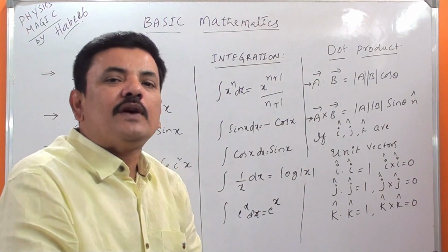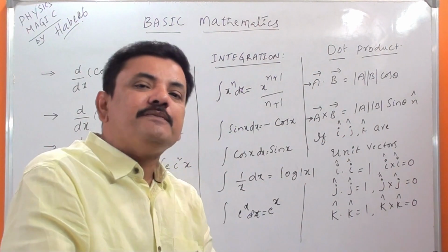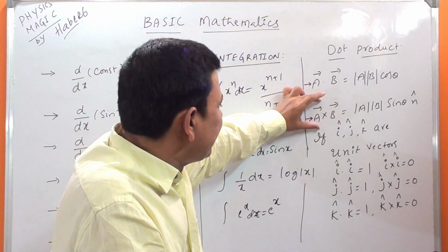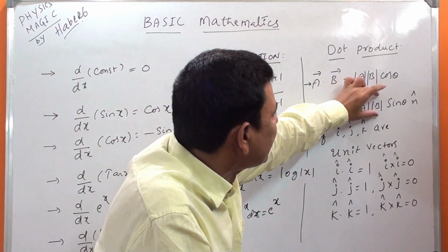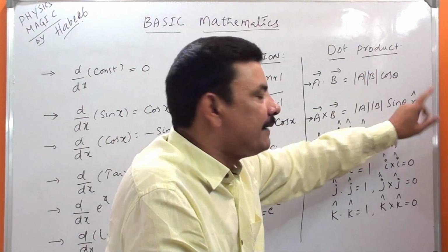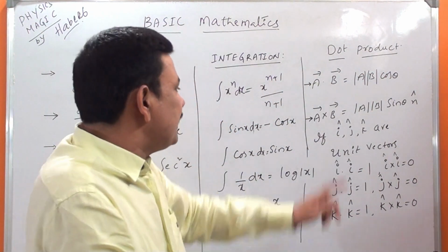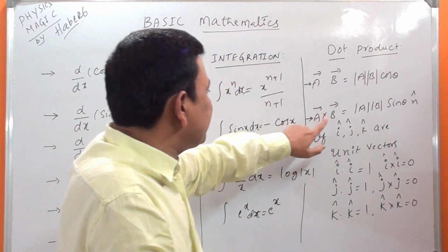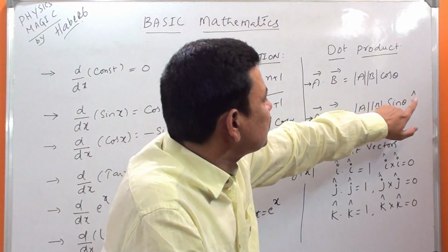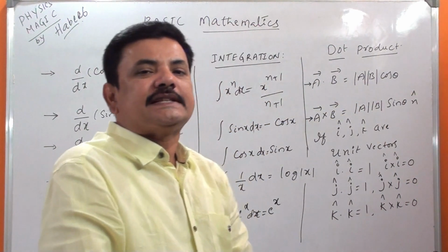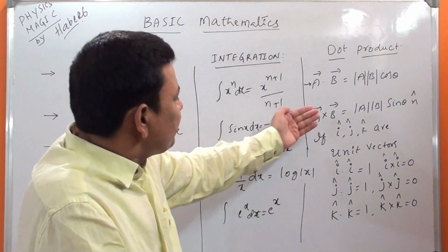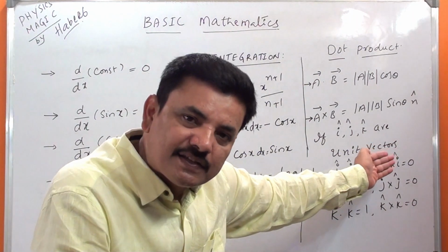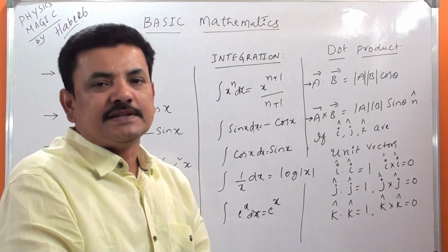Similarly, if you want to find torque or angular momentum, this formula will help you a lot. So modulus of a cross b is equal to mod a mod b into sin theta n cap. N cap gives only direction, because here in the dot product the resultant is a scalar, so there is no need of any direction, but here the resultant is a vector. So to represent the direction of the vector, only this n cap will help us. Then i, j, k, you know well, are unit vectors along the x axis, y axis, z axis.